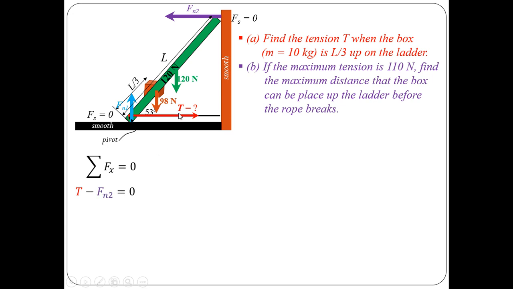I can just take the vector pointing right, subtract the vector pointing left. That must equal 0. And if we manipulate the function, you have T is equal to Fn2, which is pretty straightforward. However, we don't know what Fn2 is, so we have to use torque. We've already set up Newton's second law of motion here, and so we're a little stuck.